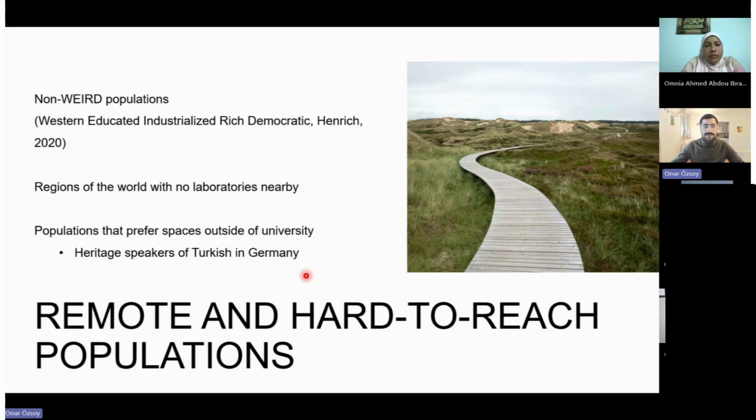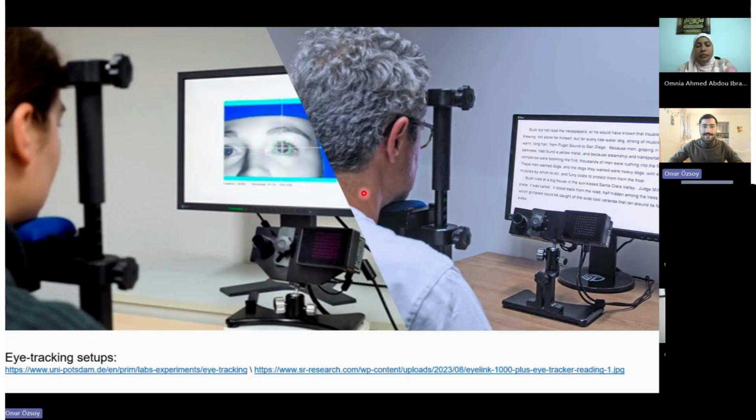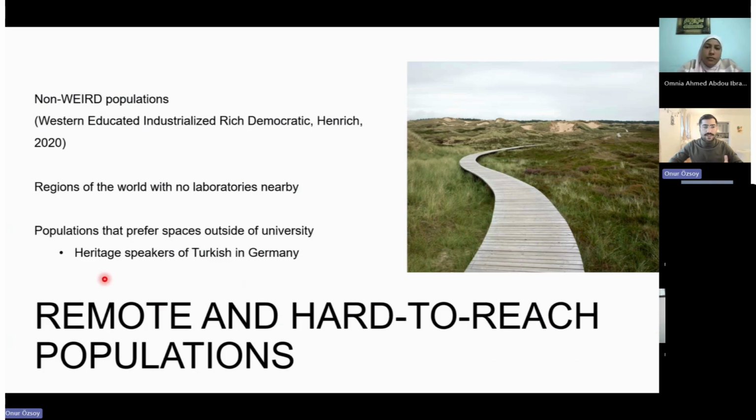So there's a lot of people who don't want to come into this room in the university. They much rather prefer that we go to their homes or we meet them at a cafe and do our study. And it's also much easier to go with your laptop and your webcam than carry around this whole setup that we saw before, right? Carrying all of this around is much harder than just having your laptop. Okay, so we can work with remote and hard to reach populations.